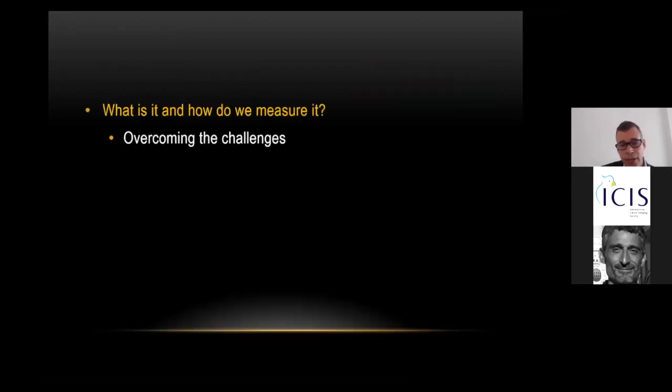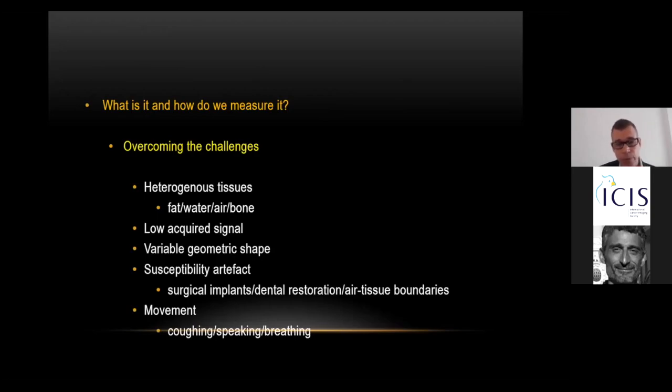So what are the challenges in terms of imaging, diffusion-weighted imaging in the head and neck? Well, first of all, it's very heterogeneous tissue, contains fat, water, air, bone, very closely opposed. It's generally a low acquired signal, has a variable geometric shape, so challenges for shimming, and susceptibility artifacts, particularly surgical implants, dental restorations, and all these very sharp air tissue boundaries, which may result in susceptibility effects. Then there may be bulk movement.